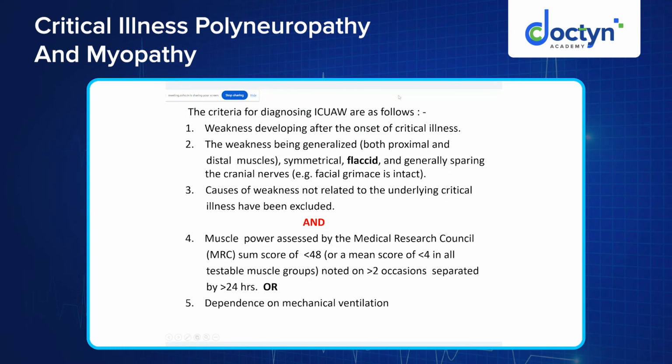The criteria for diagnosing ICU-acquired weakness is weakness developing after, and after is important, the onset of critical illness. The weakness is generalized, with involvement of both proximal and distal muscles. It is a symmetrical involvement. There is flaccid involvement, and it generally spares the cranial nerves, so the facial grimace is intact. The cause of the weakness should not be related to the underlying critical illness, and that should be excluded.